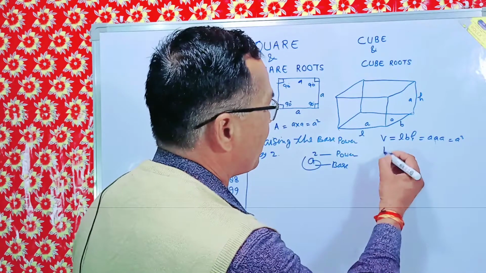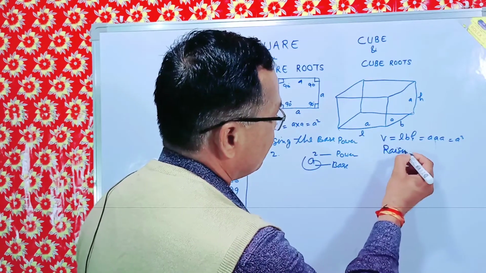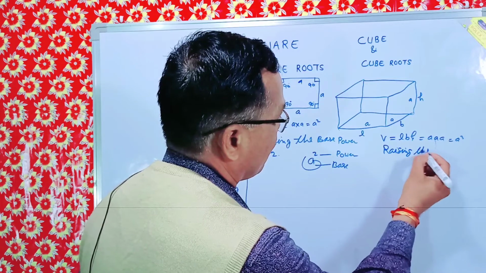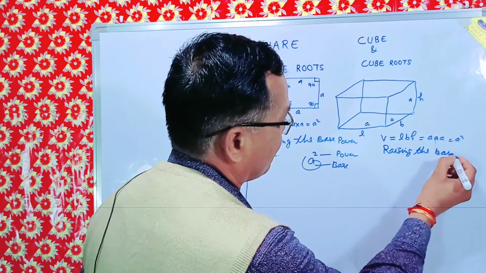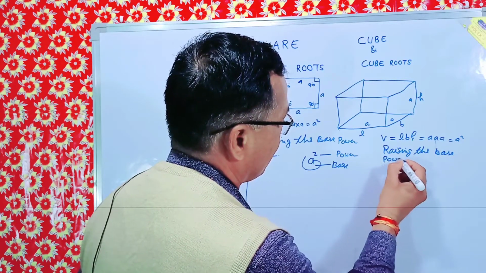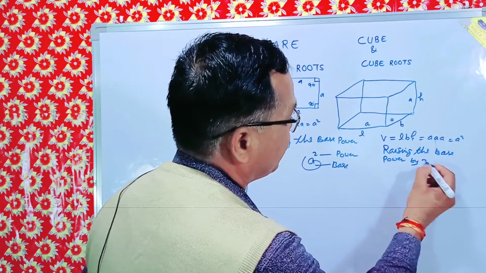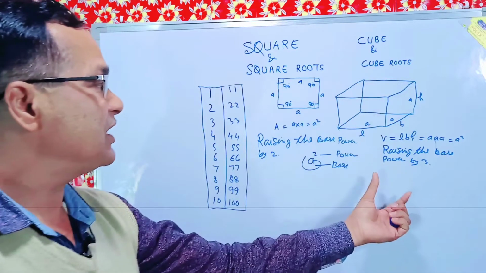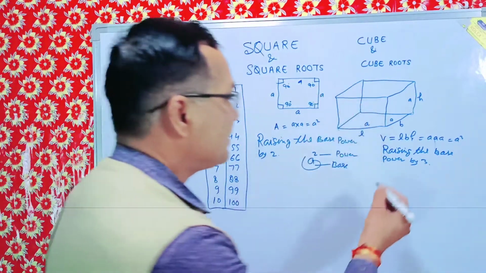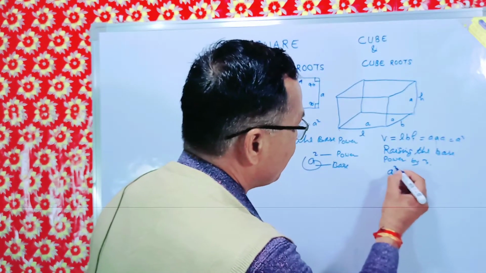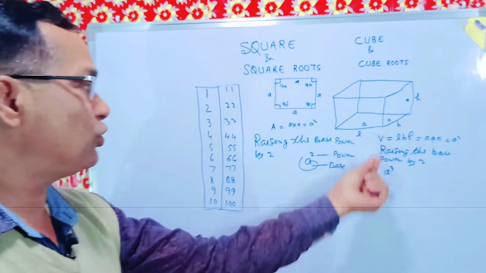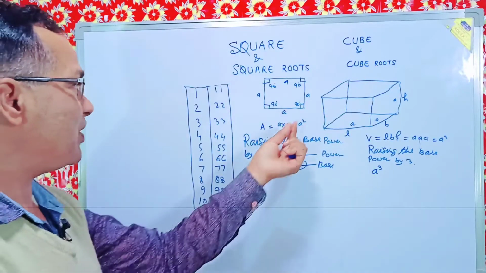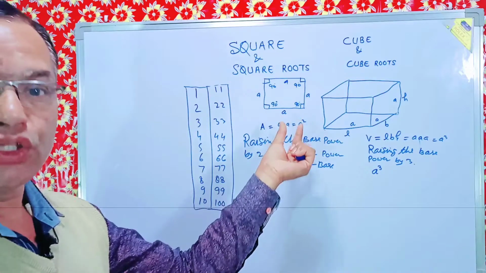Whereas in the cube we are raising the base power by 3. In the cube, we are raising the base power by 3. That is why we are writing it a raised to power 3. Here we are writing a raised to power 2.